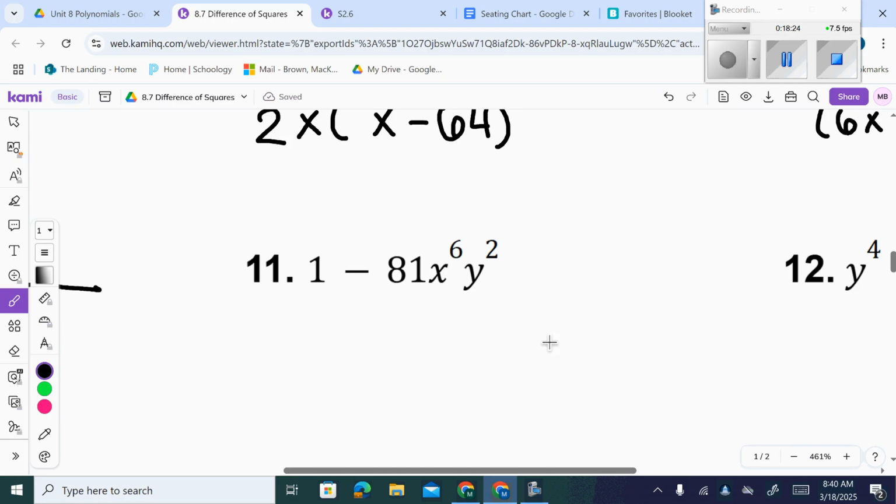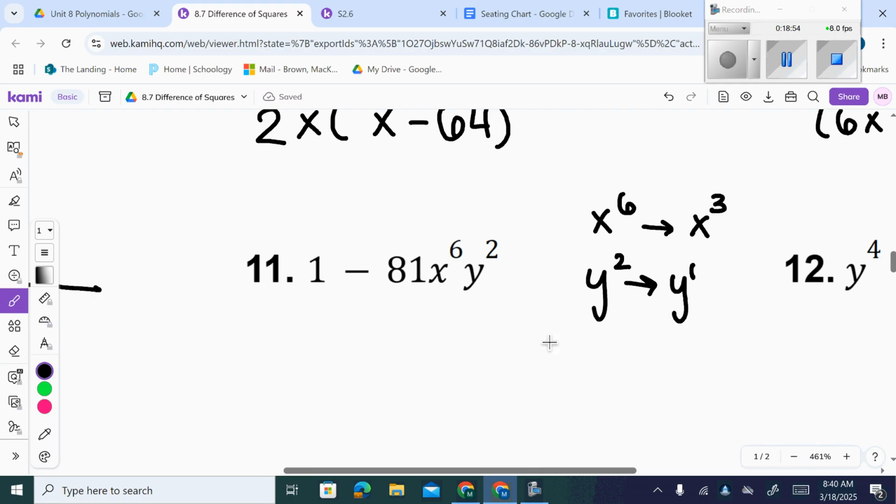What's the part we feel iffy about? The x to the 6, right? Because what is this y to the second going to become? Just a y, which is technically a y to the first. Alright, so you can take the square root of x to the 6. Any guesses of what it's going to become? It is going to become x to the third. All you do is divide it by 2.